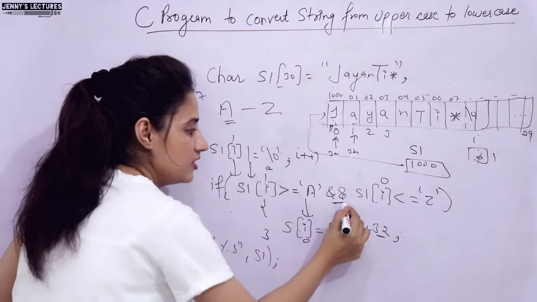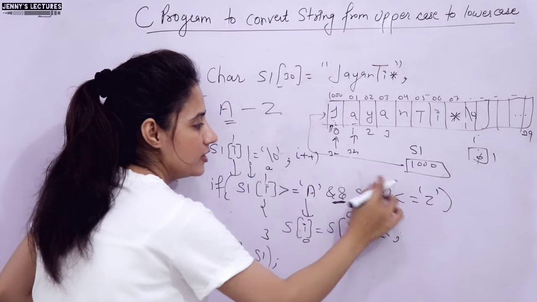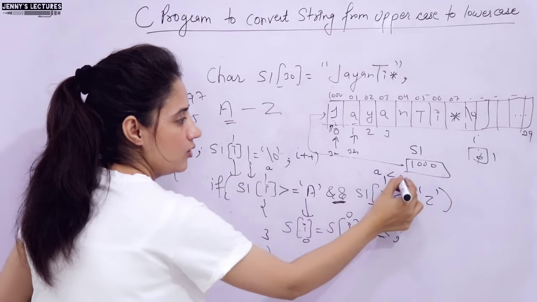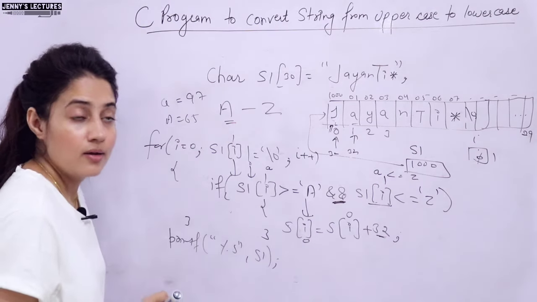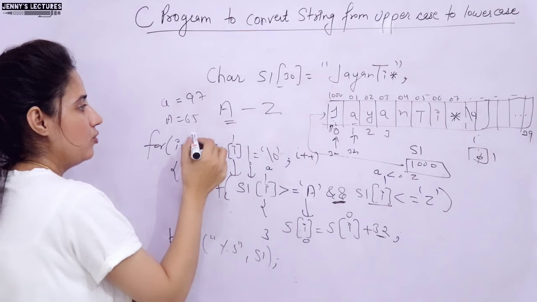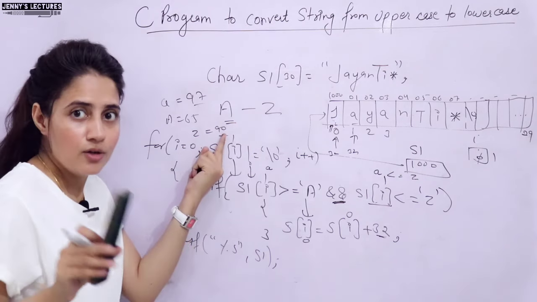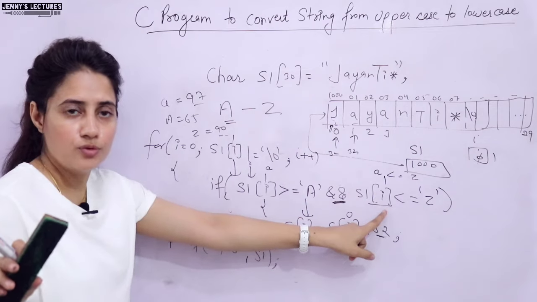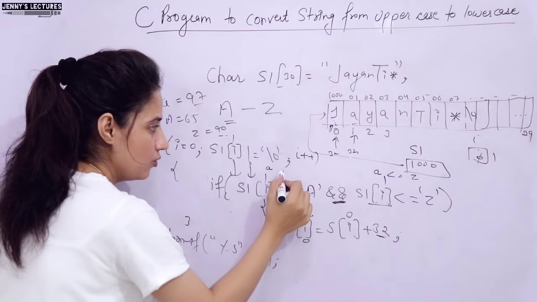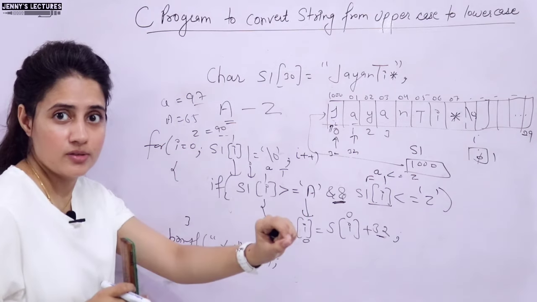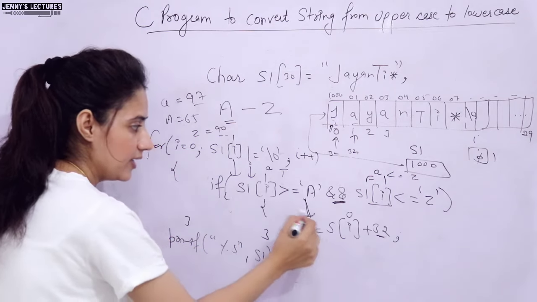But again check this one, now this is I. Now small a less than or equal to Z. Z is having ASCII value 90. Is 97 less than 90? No, this condition is not true. So if this is true, this is false, so ultimately this would be false. So now we are not going to enter here.